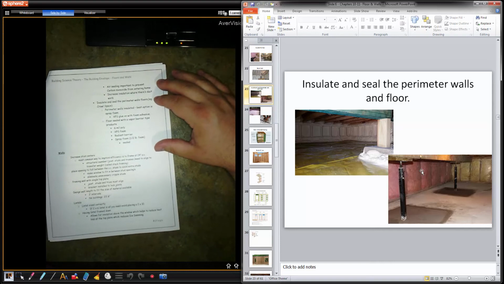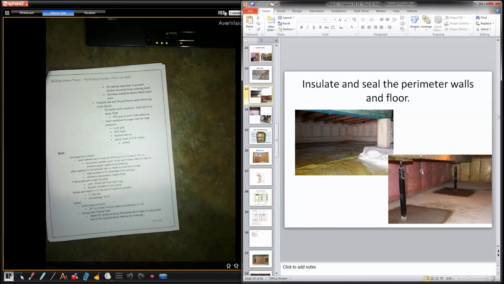So here, insulating and sealing the perimeter walls goes with this slide. Perimeter walls insulated, best option is spray foam. As you can see here, plastic is put down first, and then they spray foam. So the spray foam will actually hold the plastic in place. See here, the spray foam to the concrete. Here's a concrete footing with a post to an LVL beam. They spray foam the perimeter of that concrete, then hold the plastic in place.